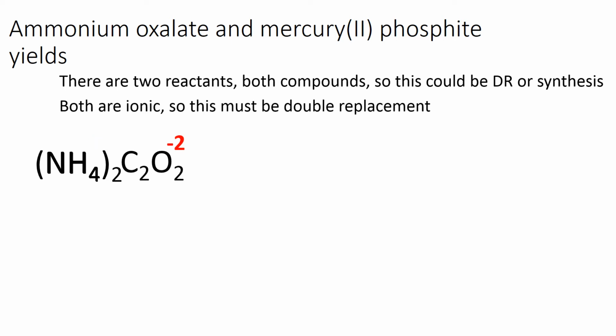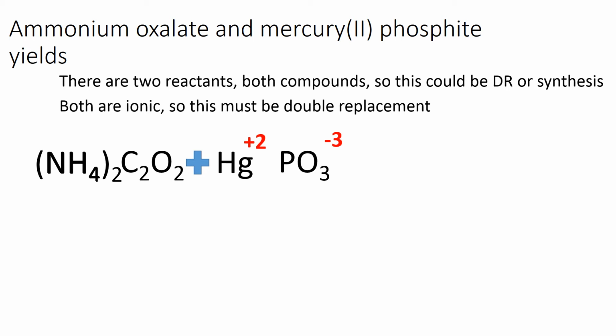Next, we write our mercury 2 phosphite. We start by writing the mercury and our phosphite ion. Now it says mercury 2, so we have a 2 down here, right? No. Stop doing this. There are not two mercuries. Mercury 2 means its charge is 2.